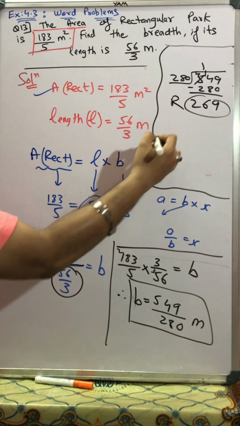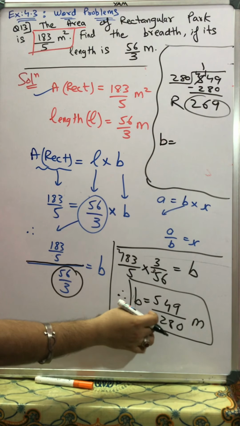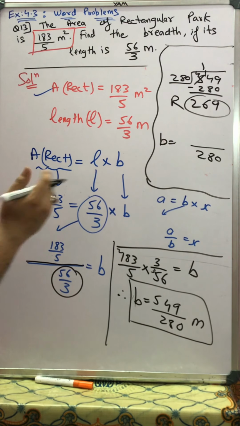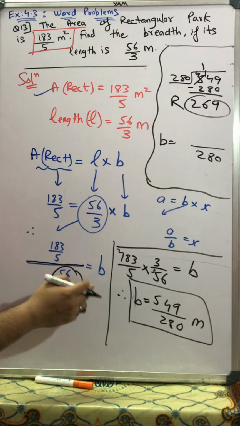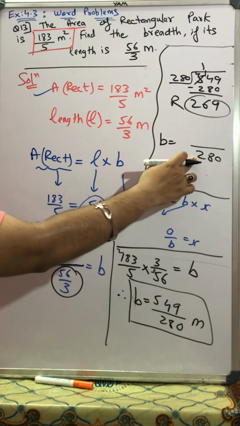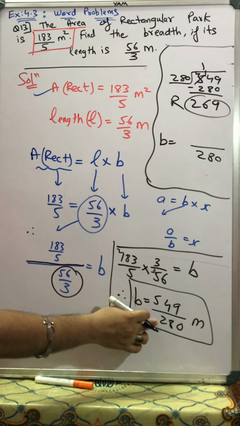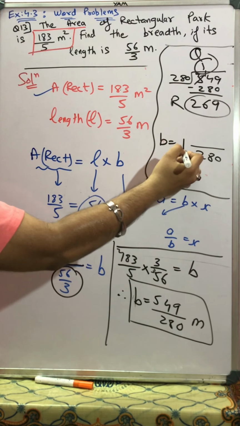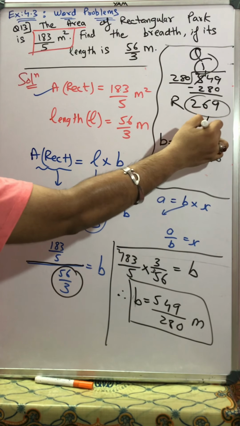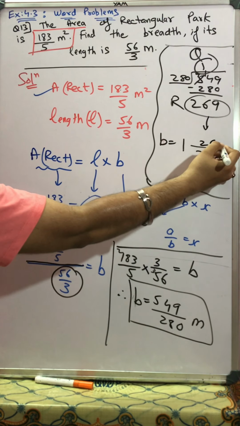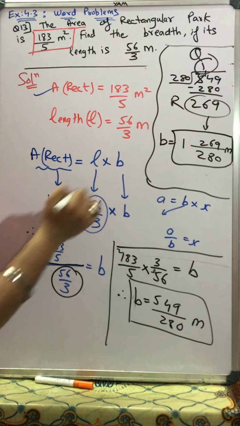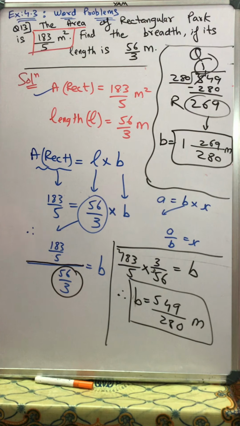So how to write? B is equal to, always the denominator will remain as it is, 280. What was the divisor? Divisor was 280. So I kept this divisor 280 as it is in the denominator. Okay. Now what is the quotient? This is the quotient Q. So this one will be copied here, and the remainder is always copied in the numerator. So 269 meters. So you should know how to convert into mixed fraction. So it's 269 upon 280 meters.